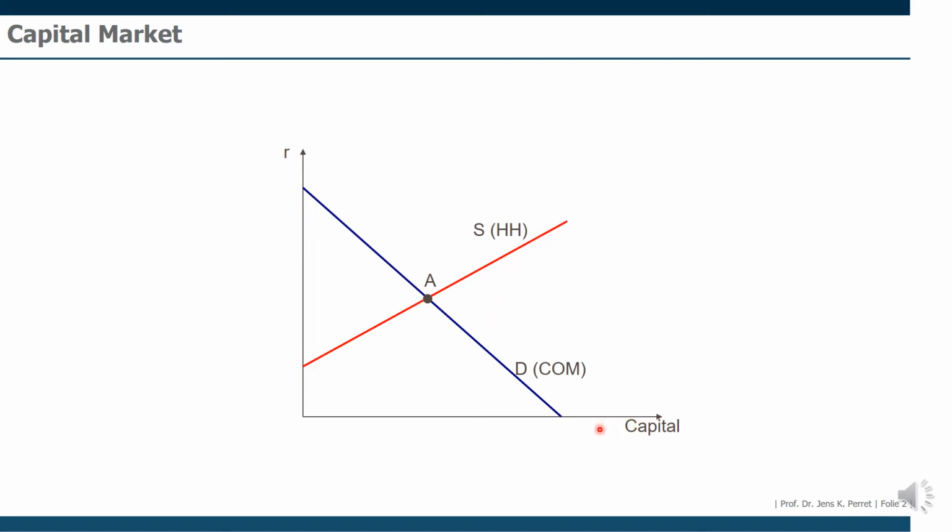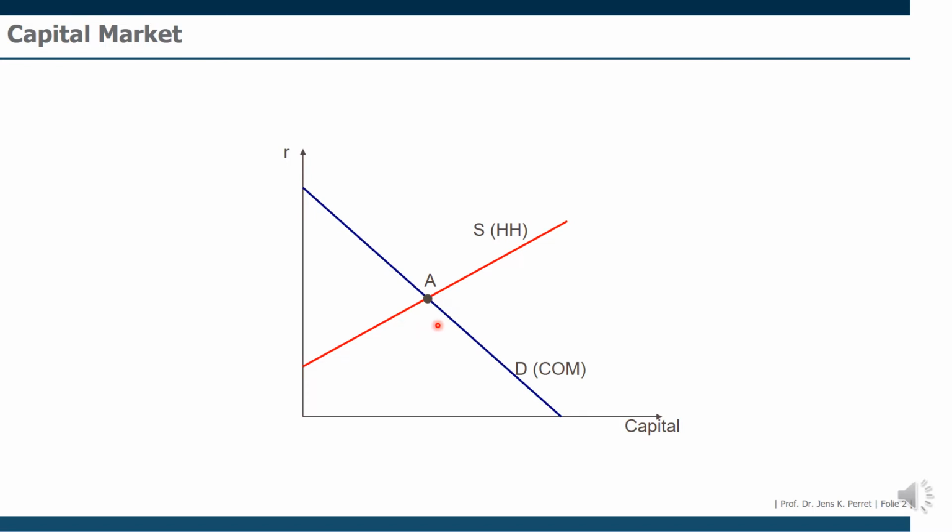Then, regarding the quantity, well, that's the traded capital. And the price for capital, that's the interest rate. That interest rate also determines how many the households save and the amount of credits the companies take for investment purposes. Here this is positively related, here it's negatively related. Well, that's already a short and simple introduction to the capital market.